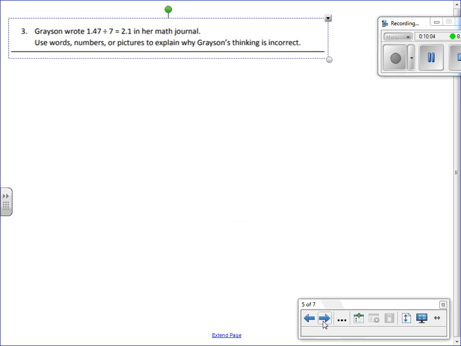Okay, the next one. Grayson wrote 1 and 47 hundredths divided by 7 equals 2 and 1/10 in her math journal. Words, numbers, or pictures to explain why Grayson's thinking is correct. Okay, picture first. Ones, decimal point, tenths, hundredths.